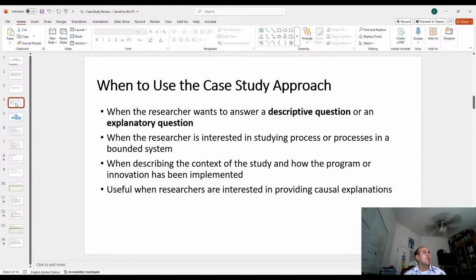Okay, and when you use the case study approach, this is when researchers want to answer a descriptive question or an explanatory question. And we'll talk a little bit more about what that is. When the researcher is interested in studying process or processes in a bounded system, when describing the context of the study or how the program or innovation has been implemented. And it's useful when researchers are interested in providing causal explanations. And what's a causal explanation? It's really cause and effect, right? This happened because something previous to it caused it to happen, right?